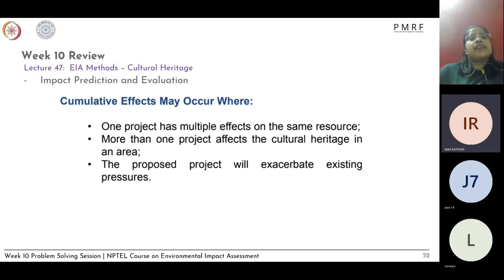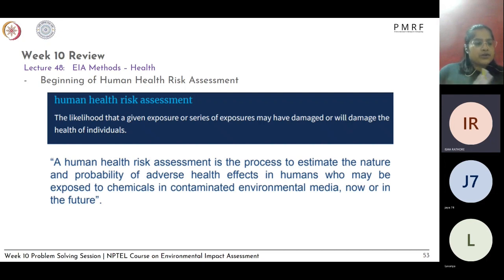And so cumulative effects occur when one project has multiple effects on the same resource and more than one project affects the cultural heritage in an area. And the proposed project will then increase the existing pressures which cultural heritage is facing because of other projects in the near vicinity of the project location. And so that was all in terms of cultural heritage.